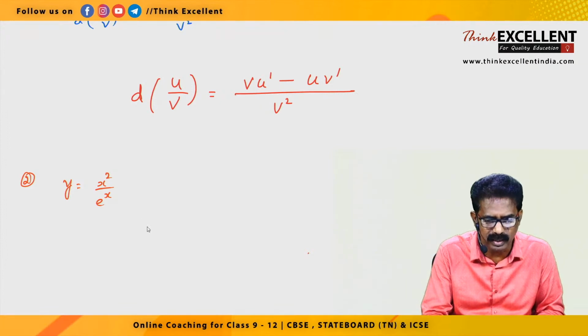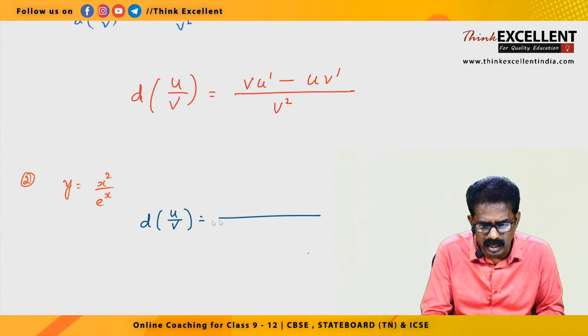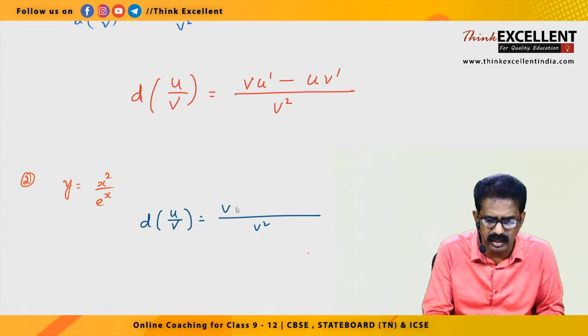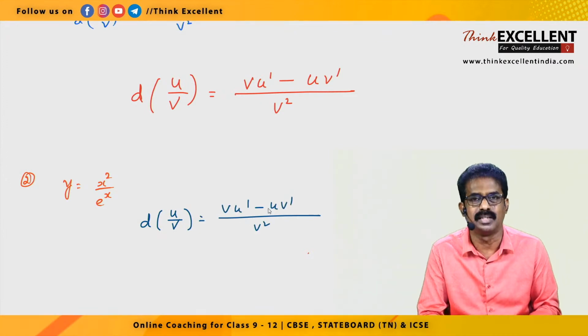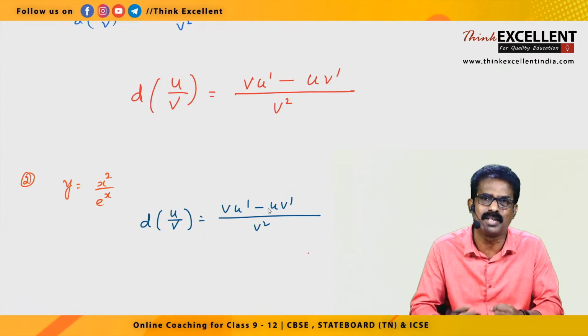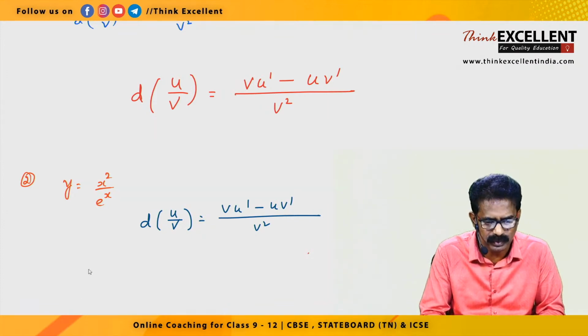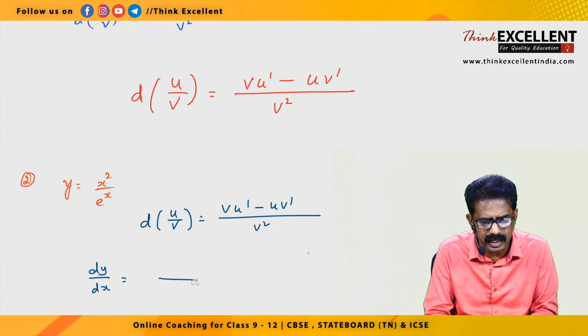Okay, so derivative of u by v: immediately draw the line. In the denominator, what should we write? v square. Start with v, then v u dash minus u v dash. It will make you so active. Keep on writing. So dy by dx is, in the denominator, you write the denominator square.